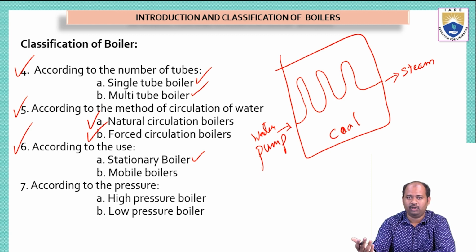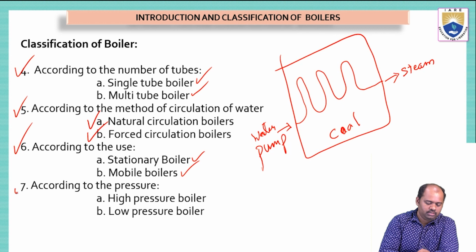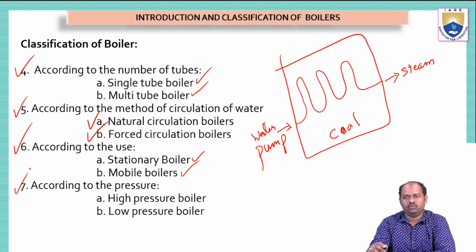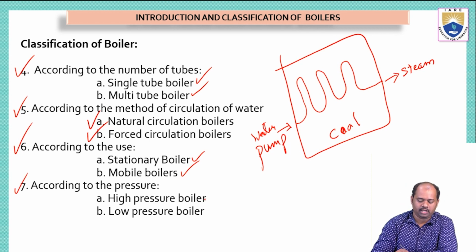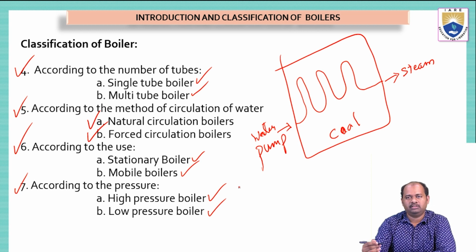Similarly, we have mobile boilers, which can be moved from one place to another, and they can be used in a particular place. According to the pressure, there are two types of boilers: high pressure boilers and low pressure boilers. When the pressure inside the boiler is very high, which means the efficiency is very high, these types of boilers are called high pressure boilers.